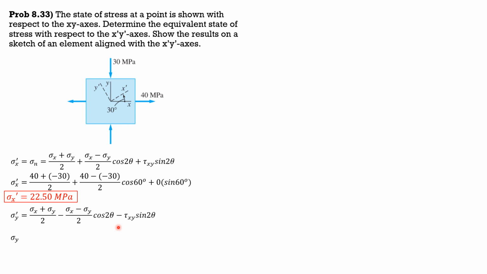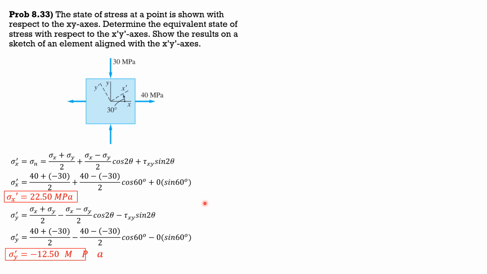So substitute again. So we have 40 plus negative 30 over 2 minus 40 minus negative 30 over 2 cosine of 60 plus 0 minus 0 sine of 60. So we have 5 minus 35 cosine 60, so that would be negative 12.5 megapascal. So it is compression.